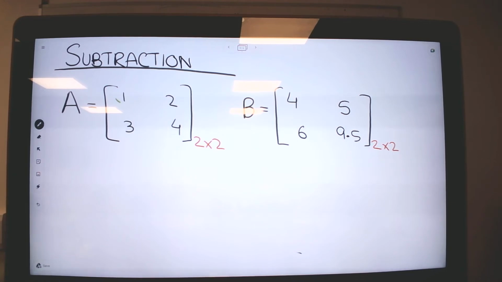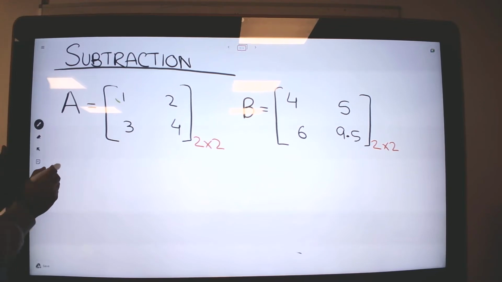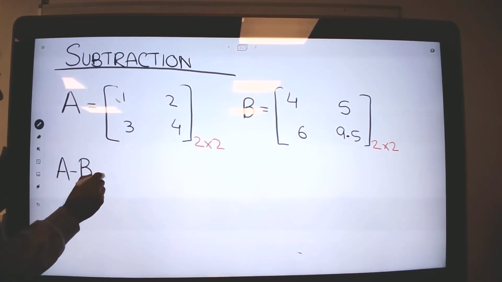This is matrix A and B. I need to see if the order of the matrix is the same. Yeah, order is 2 cross 2, 2 cross 2. I can add, I can subtract. Multiplication, division is something else. So I can just add them, or I can subtract them. So let's subtract them. Subtraction is very much similar to the addition.